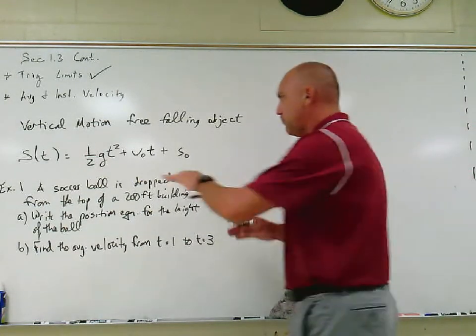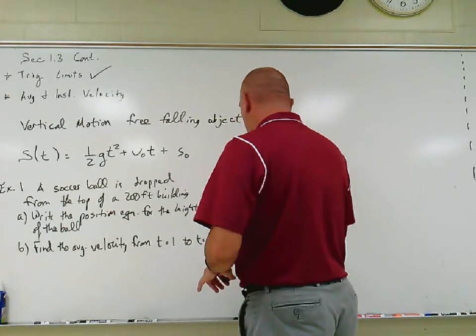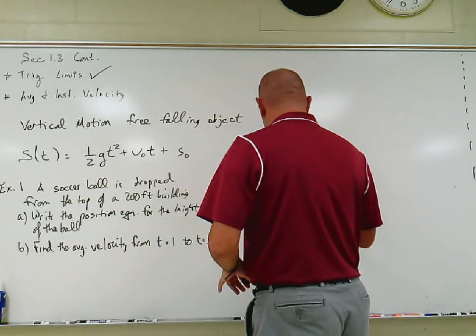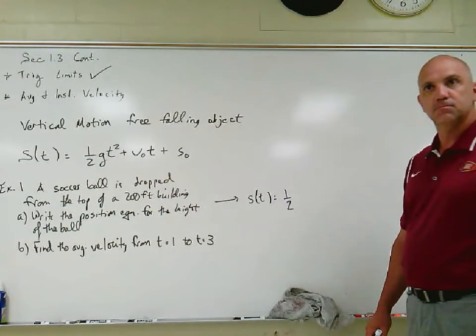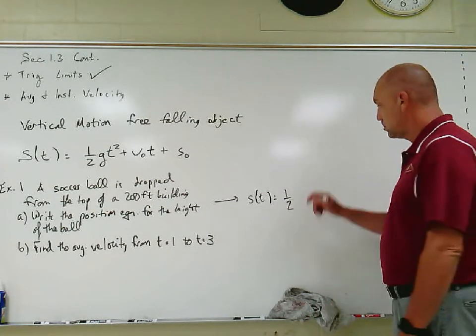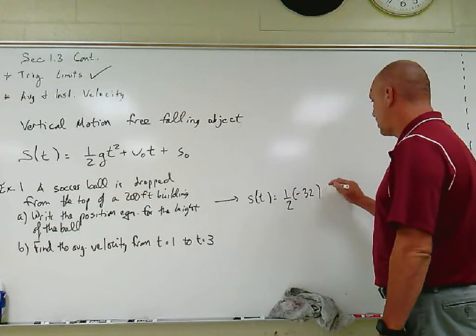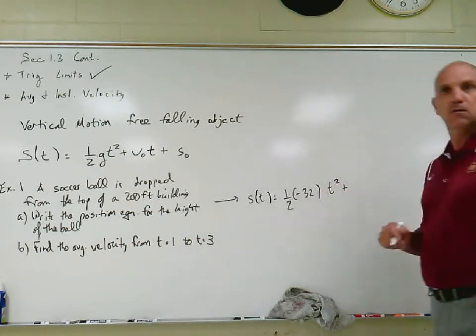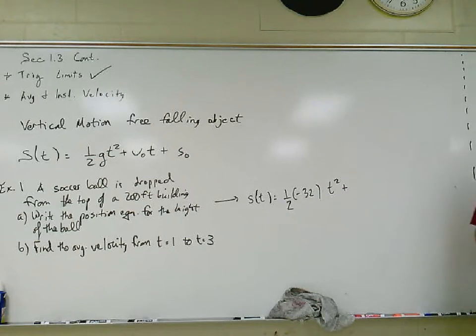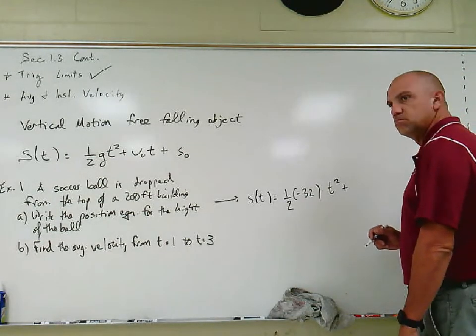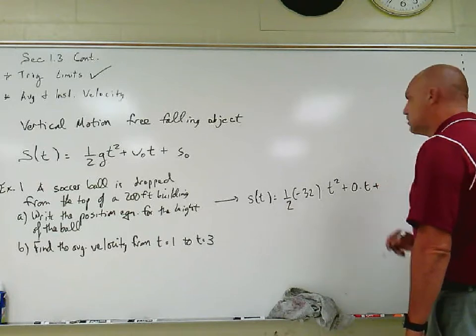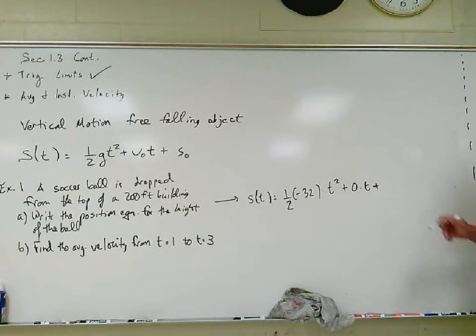So now if we sub in, if we want to do part A, gravity is what? Anyone? Negative 32. I'm not going to put my units for now. T squared. V naught. What's the initial velocity if we drop the ball? 0. S naught is the initial height. What's the initial height? 200 feet. So take a second, sub that in, reduce your equation, and we're going to take a look at what your equation is.